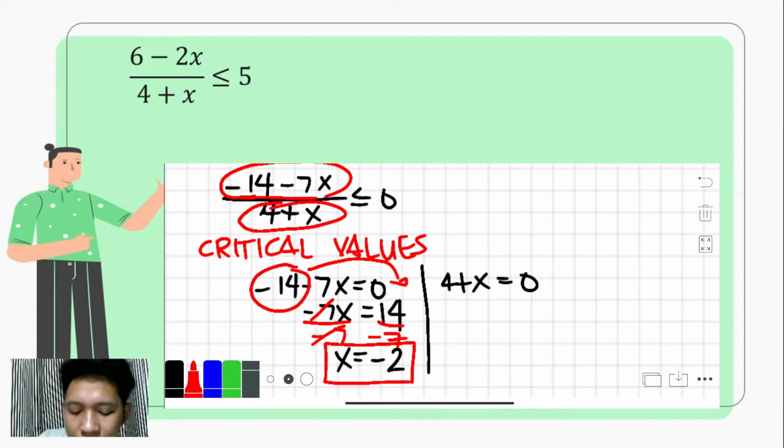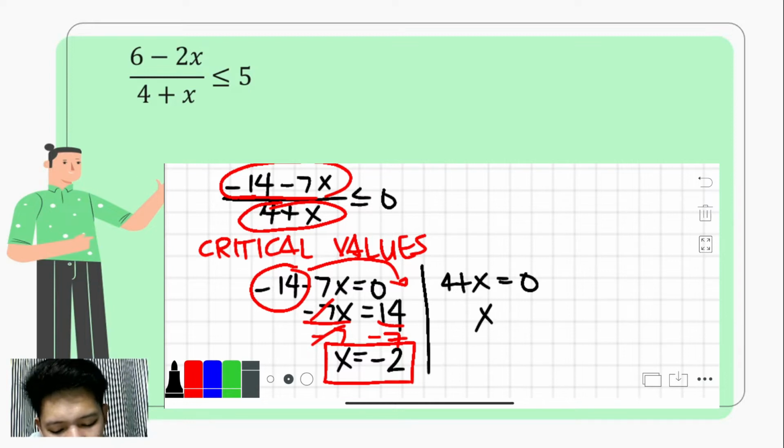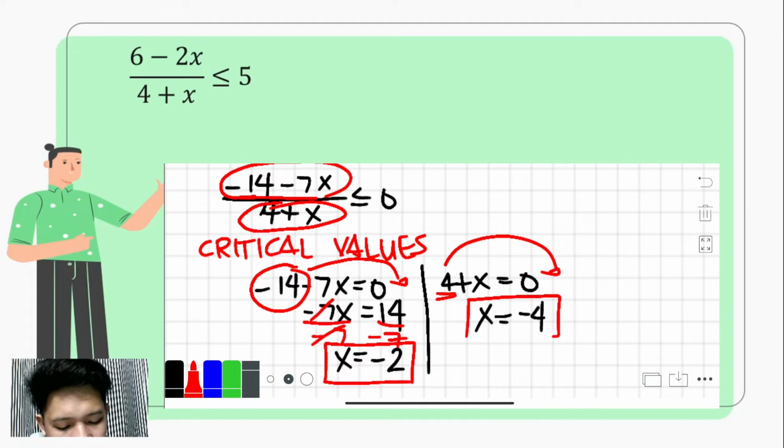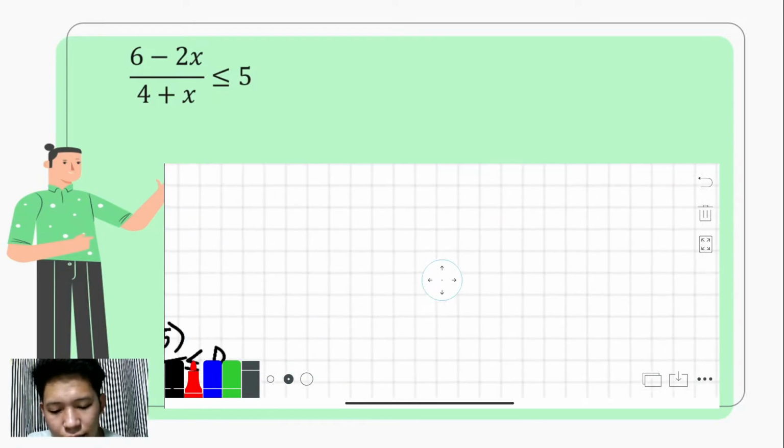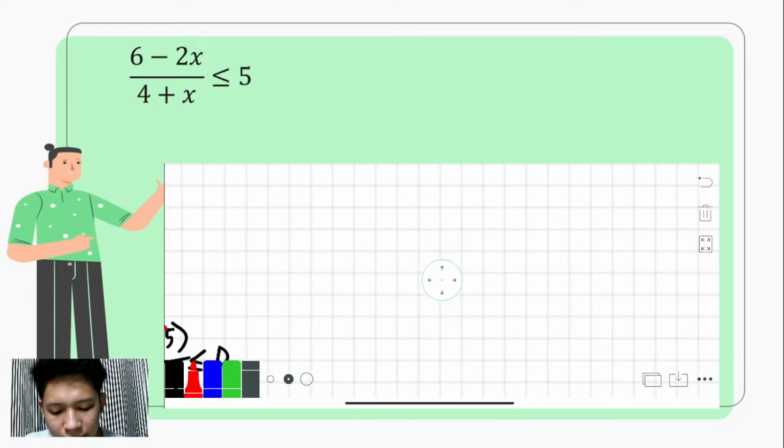And then, after that, we have the next critical value. So that would be x, and then positive 4 would be transposed to the other side of the equation. So, that becomes negative 4. Hence, our second critical value would be negative 4. Okay po? Alright. And then after that, we now plot it to our number line. So, negative 2 and negative 4.